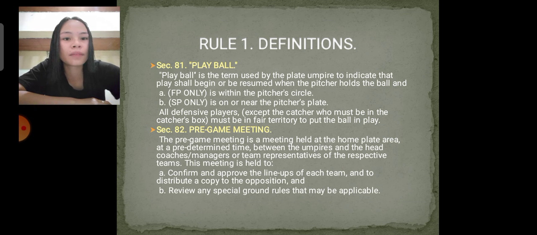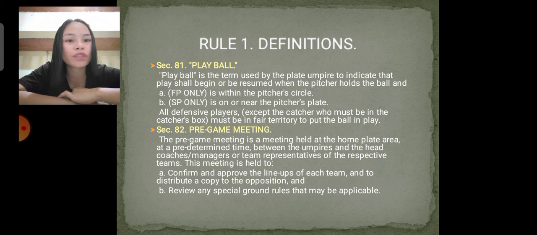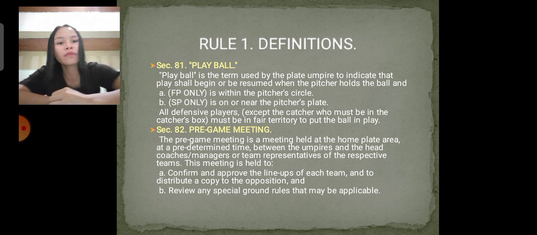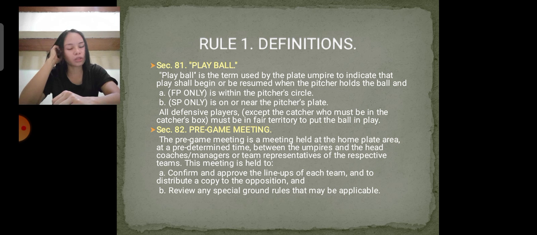Section 81, play ball. Play ball is a term used by the plate umpire to indicate that play shall begin or be resumed when the pitcher holds the ball and letter A, is within the pitcher's circle, letter B, is on or near the pitcher's plate. All defensive players except the catcher, who must be in the catcher's box, must be in fair territory to put the ball in play.